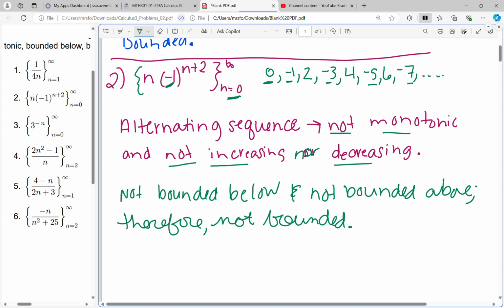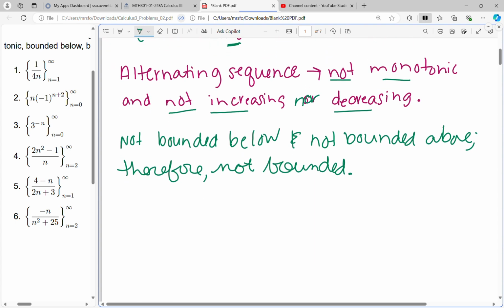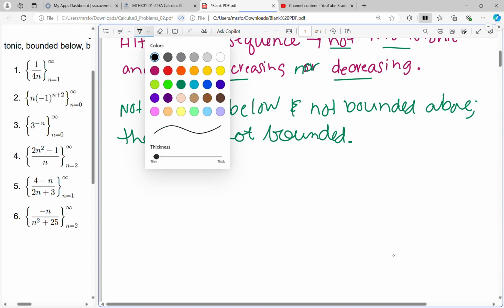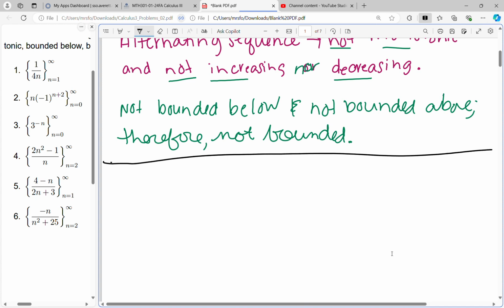Okay. So now we want to look at number 3. Number 3, we can follow the format of number 1, and let's talk about why. So in number 3, we have the sequence 3 to the negative n, n equals 0 to infinity. Now, what do we know about negative exponents?